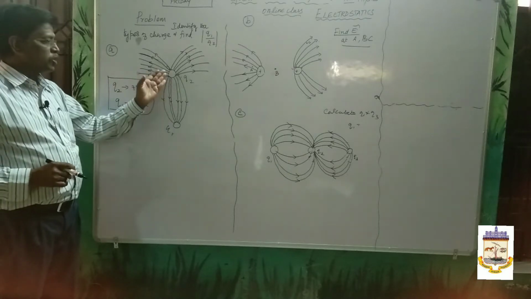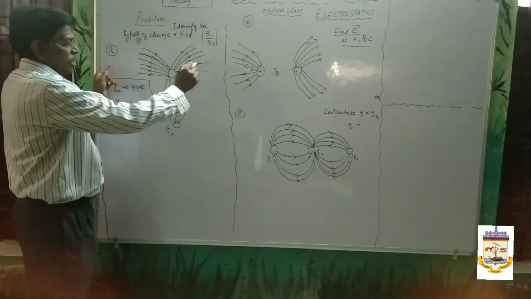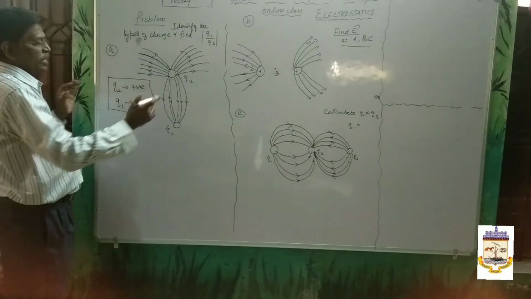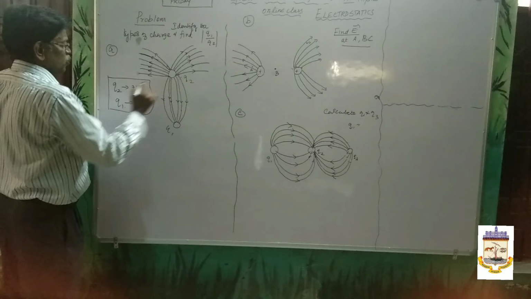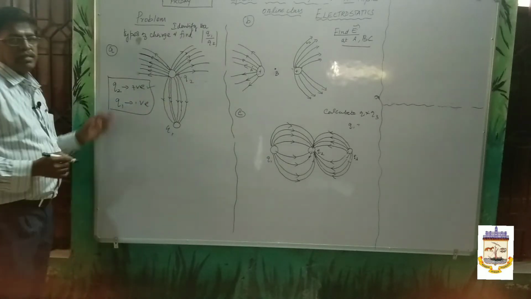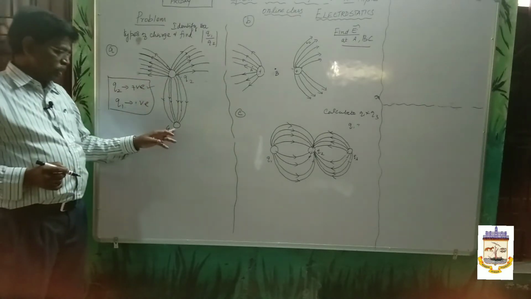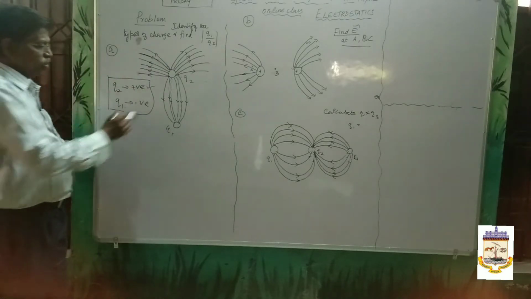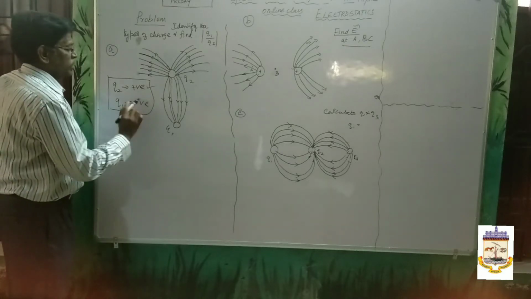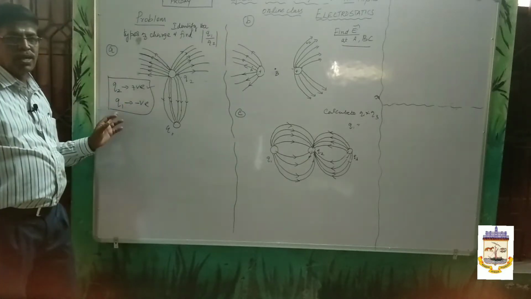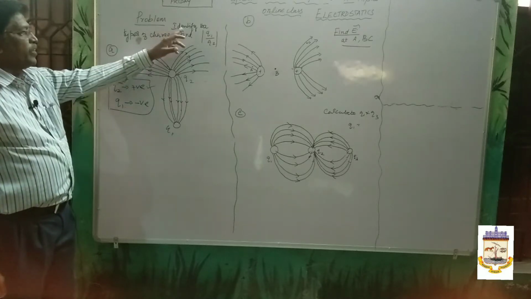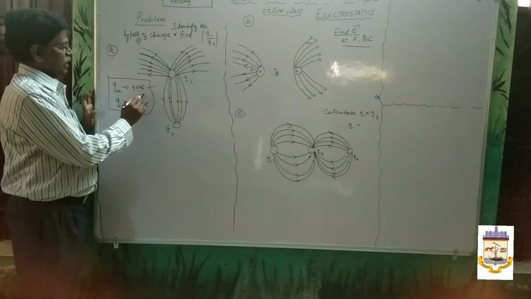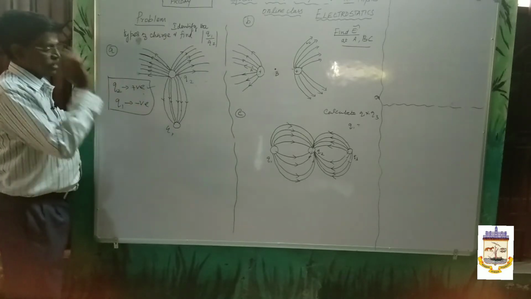Now you see the charge Q2 first. The lines are moving away. We know that if the lines are moving away, definitely the charge should be positive. The Q2 is positive. Now you come to the charge Q1. The lines are ending at the charge. So if the lines are ending, then you can say the charge is what? Negative. So we have identified the type of charge. Q2 is positive, Q1 is negative.